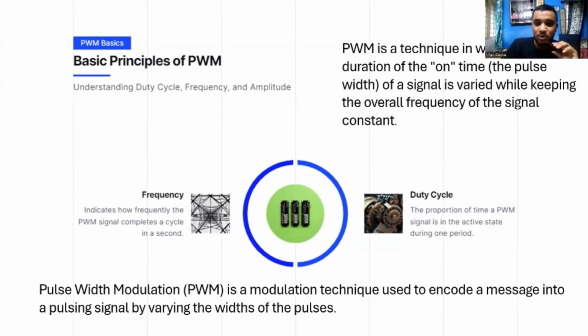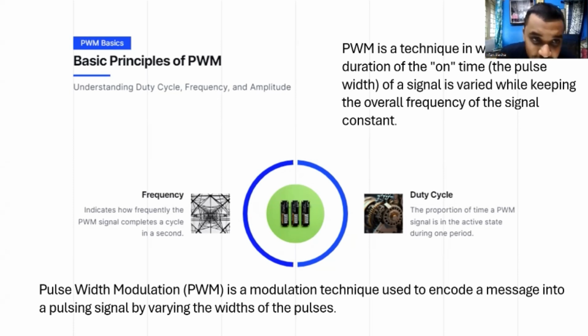Okay, so what is the basic principle of PWM? On what principle does PWM work? PWM is a technique in which the duration of the on time, the pulse width of a signal, is varied while keeping the overall frequency of the signal constant. A huge paragraph again. Let's break it down. The duration of the on time, the timing when the pulse is on, is varied by keeping the overall frequency constant. The whole frequency is constant. The only thing varying is the on duration of the pulse width in PWM. With this, we can break it into parts and send it, right?